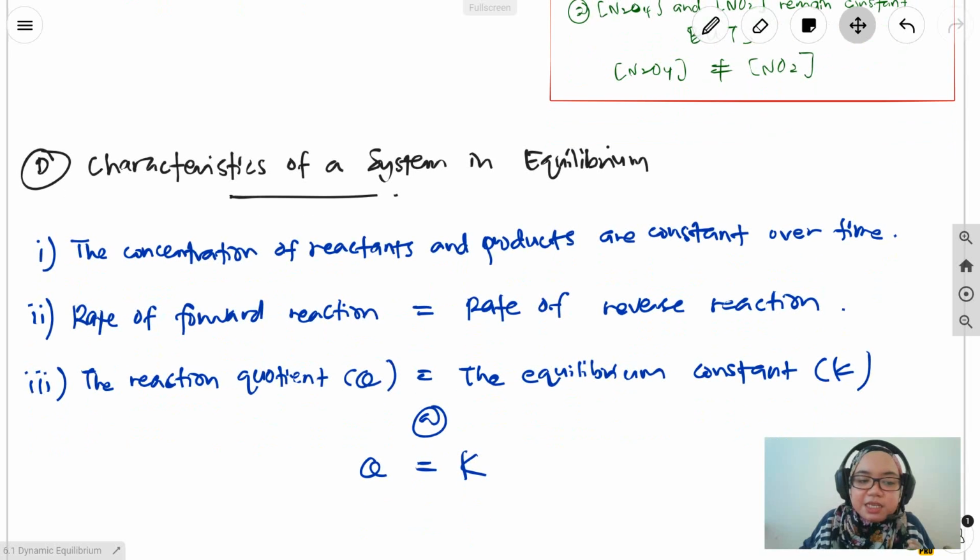And the last one is the reaction quotient Q is equal to the equilibrium constant K. So we can say that Q equals K. So this reaction is in a state of dynamic equilibrium. So these three are the characteristic of a system in a chemical equilibrium.